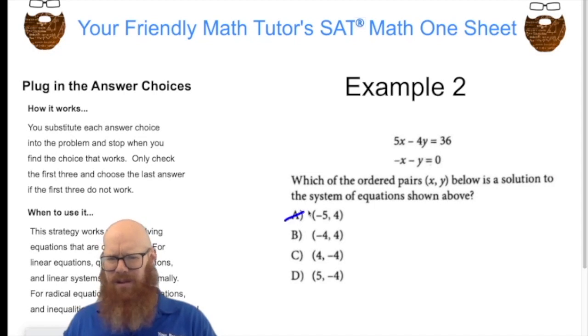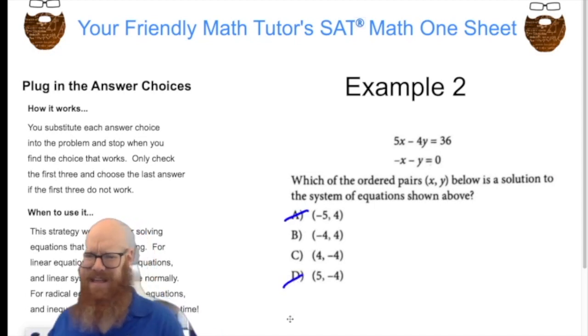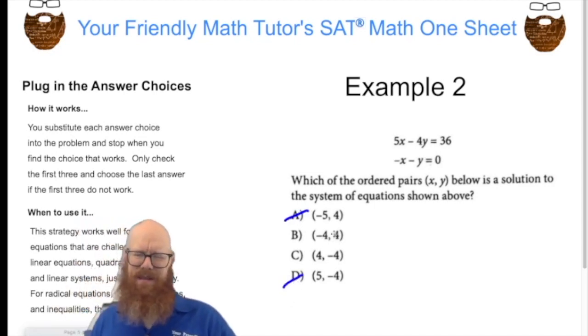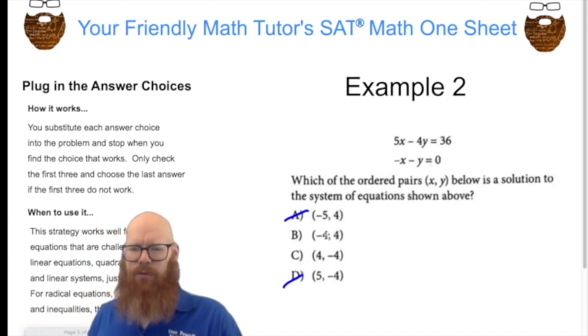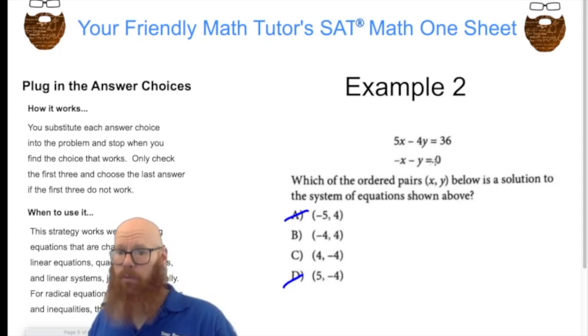So I think we can clearly see that's not going to work for A or D, because we would need the numbers to be the same in order to get 0. And then if you try both of these, they both will give you 0. So that means we're going to have to plug them into the first equation, but we only need to check one of them. So let's check this one.